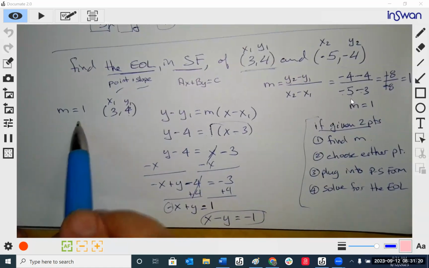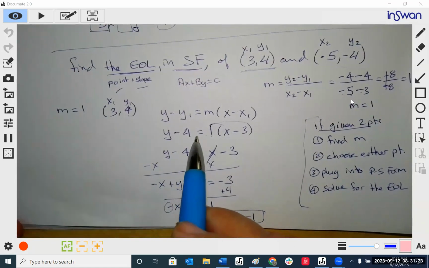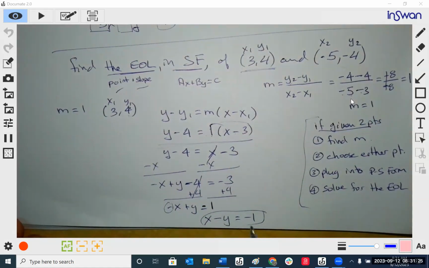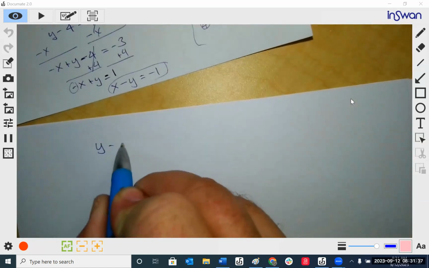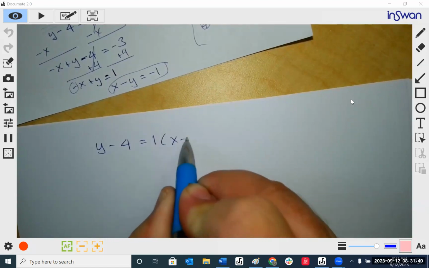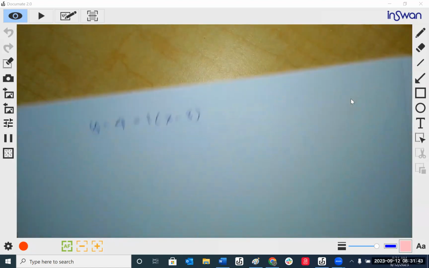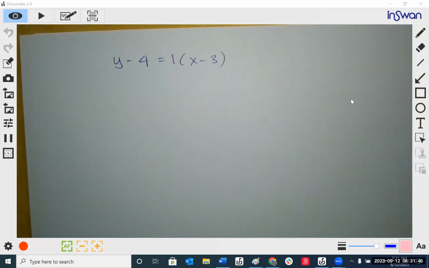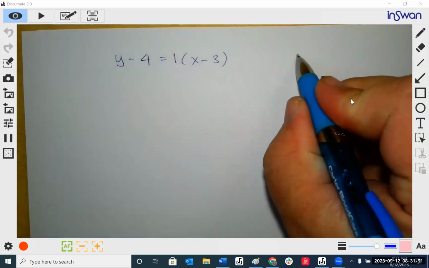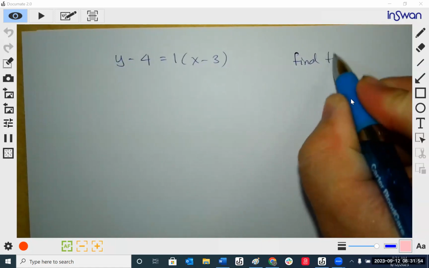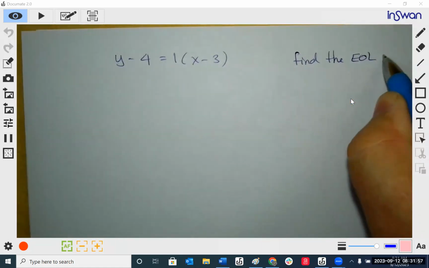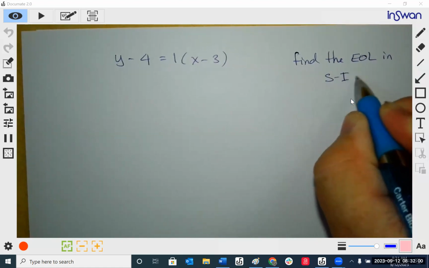Because once we have a point and the slope, we plug it in the point slope formula. And then we can go anywhere we want to. We can find the standard form by doing what we just did. Find the slope intercept form. Find the equation of the line in slope intercept form.